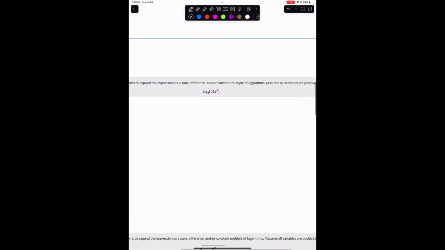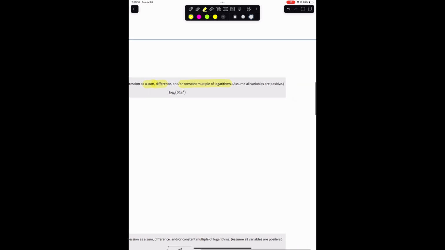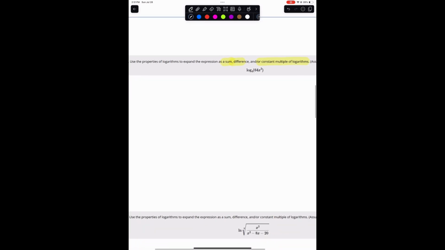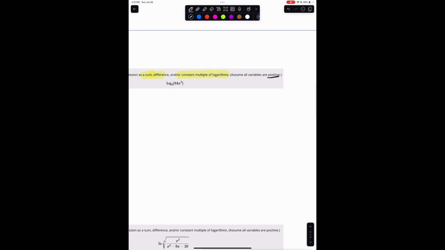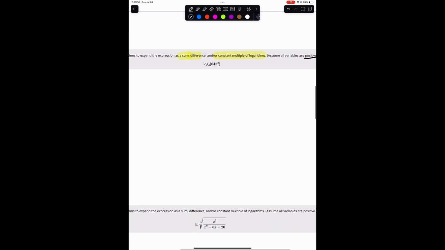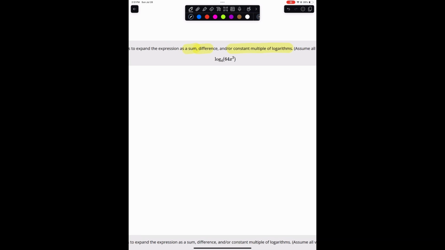Use the properties to expand as a sum, difference, and or constant multiple of logarithms, and assume all variables are positive. This line is important because that means we don't have to deal with any restrictions. So first off, I'm going to split this as a sum, a product of 64 and x squared. So we get log base 4 of 64 plus log base 4 of x squared.